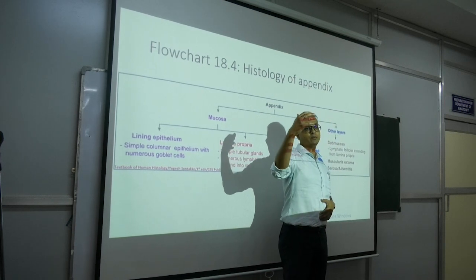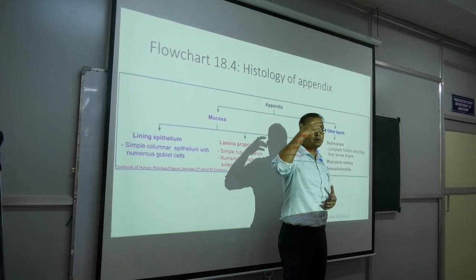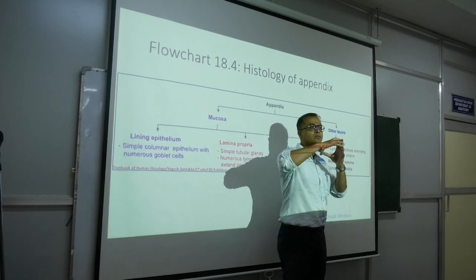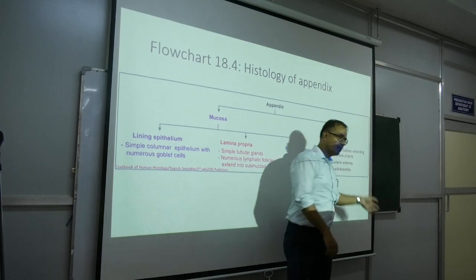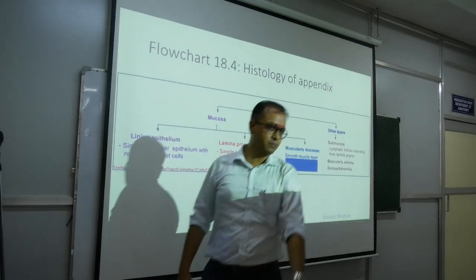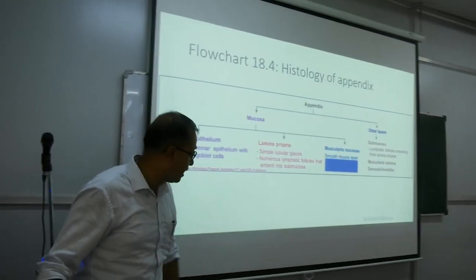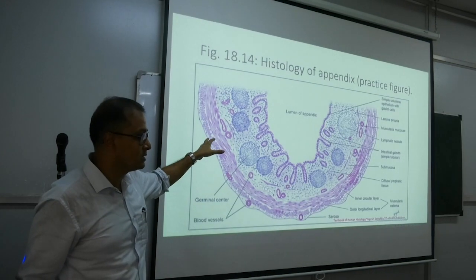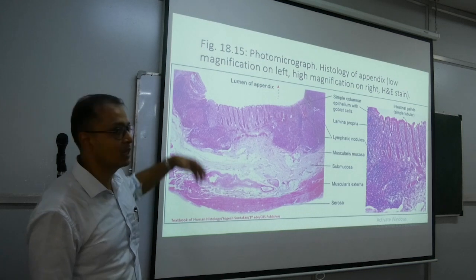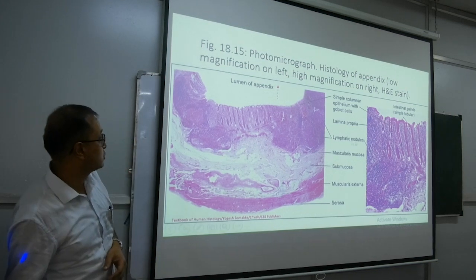depending on the status of the appendix. If it is in a very hypertrophic or active state, the lymph nodes are so enlarged that they can extend into the submucosal layer. Then we have the muscle layer, then the adventitial layer. So this is how the layers of the appendix are arranged. This is the schematic picture, and this is how it looks in the microscopic picture.